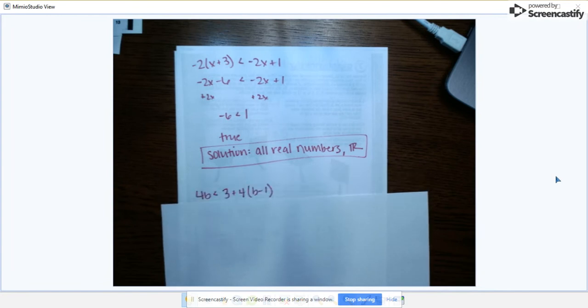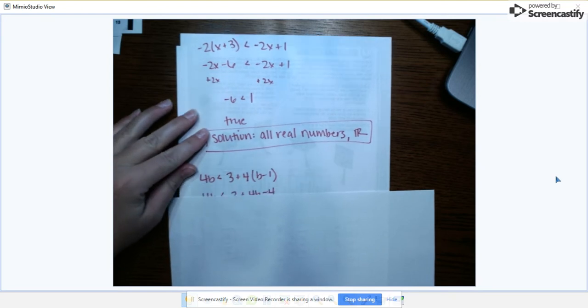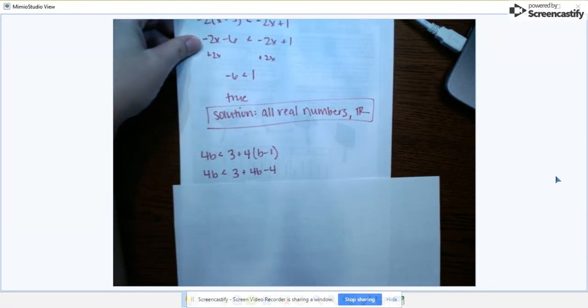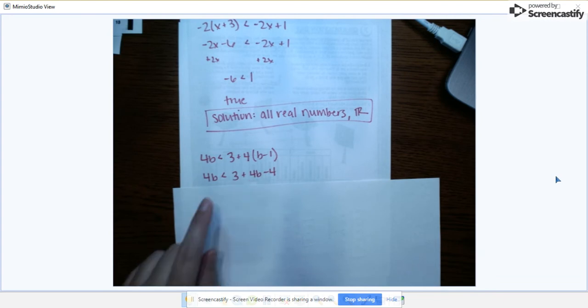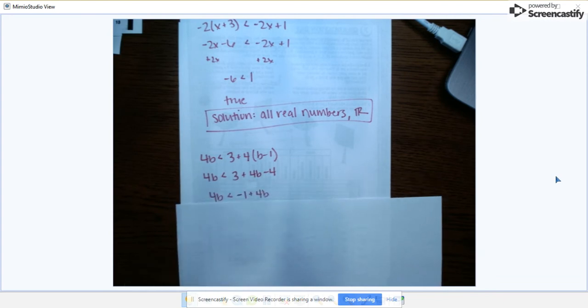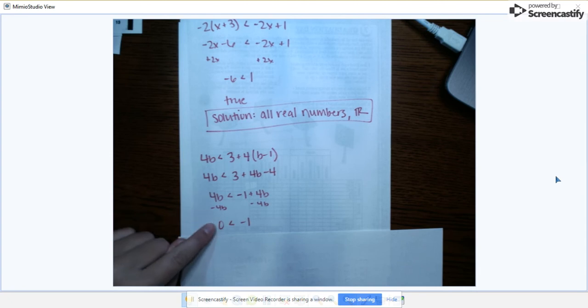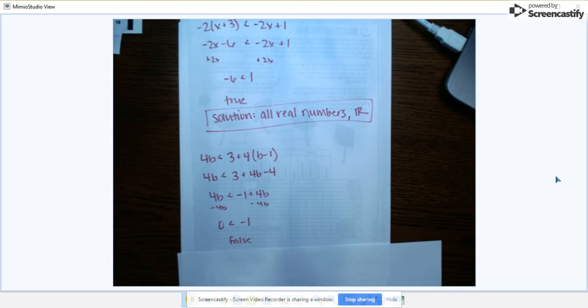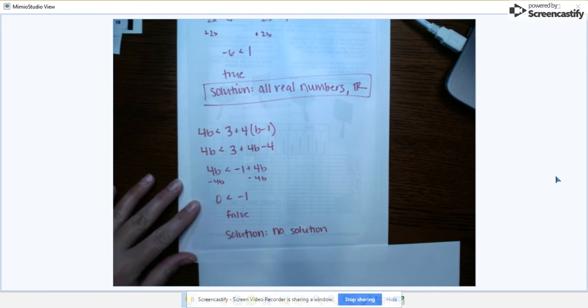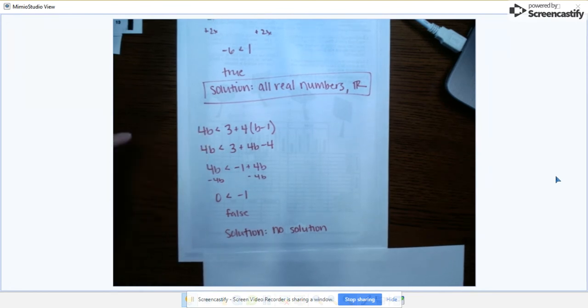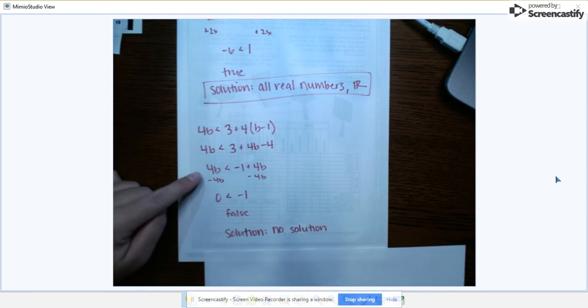Another special case comes from this example. So again, I'm going to distribute on the right side. So on the right side, it becomes 3 plus 4b minus 4. I'm going to go ahead and combine our constants on the right. So we have 4b is less than -1 plus 4b. And then I'm going to subtract this 4b to the left. That leaves me with 0 on the left side and -1. 0 is not less than -1, therefore it is false. And our solution set is just no solution. No x value, or in this case b value, will make this inequality true.